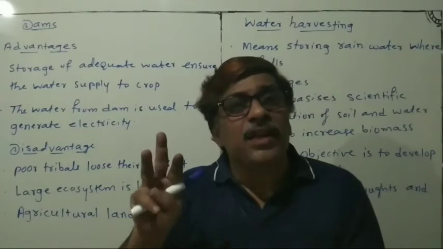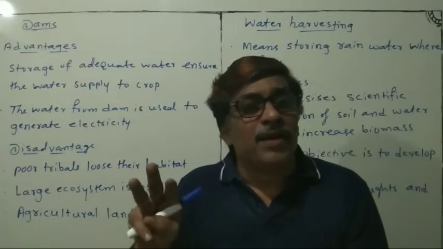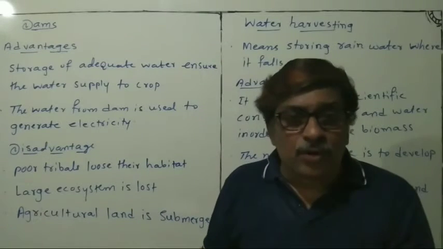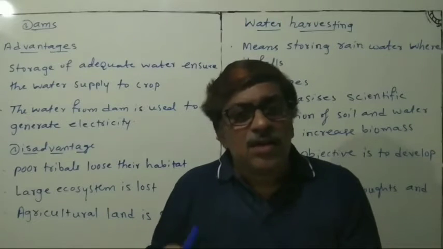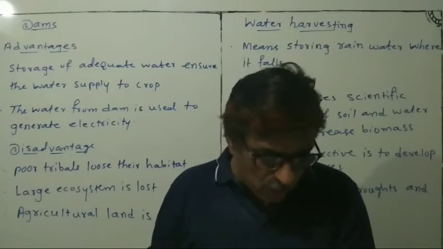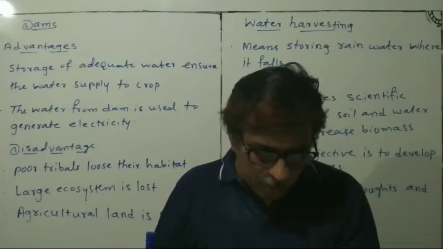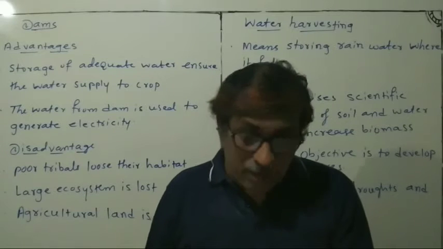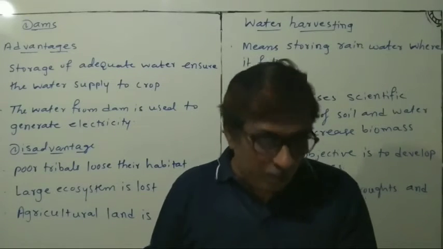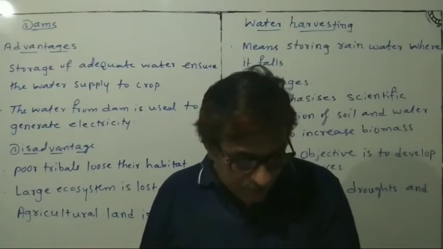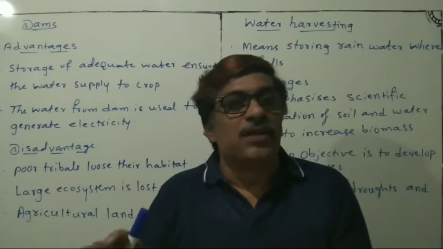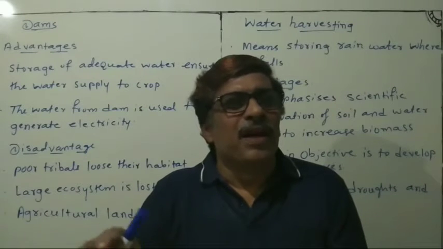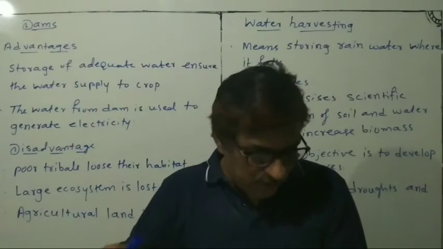There are mainly three problems in particular. The first one is the social problem. This is because it displaces a large number of peasants, meaning small farmers, and tribals. Tribals means a group of people belonging to the ancient communities.